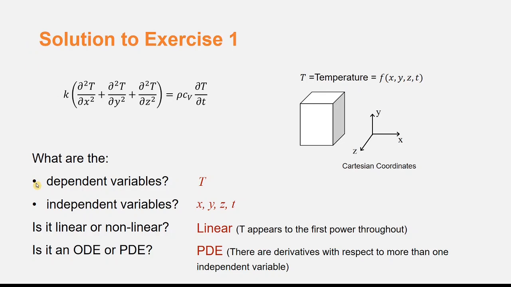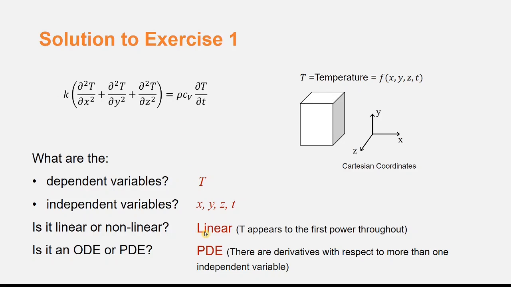First, the only dependent variable is the temperature. The hint is on the right, that T, temperature, depends on the spatial coordinates x, y, and z, and time t. Then, the independent variables must be x, y, z, and time t. I haven't included k, rho, and cv as they are parameters. Depending on the system, they may be functions of temperature. If appropriate, we can just assume that they are constants.